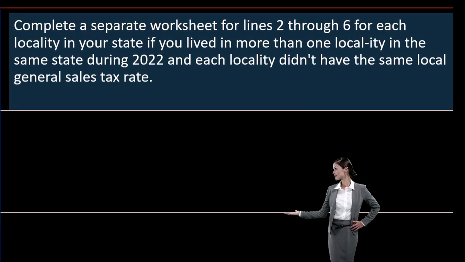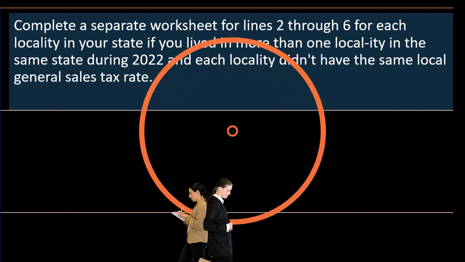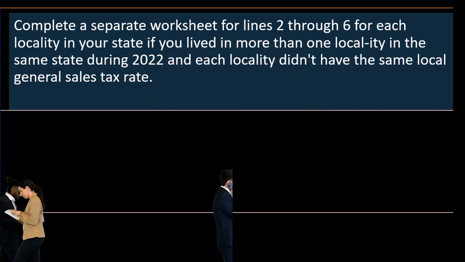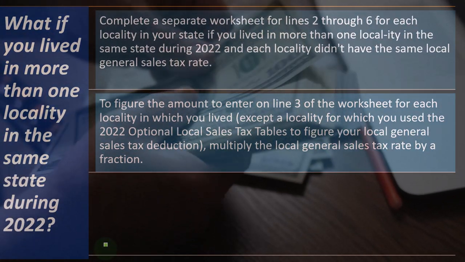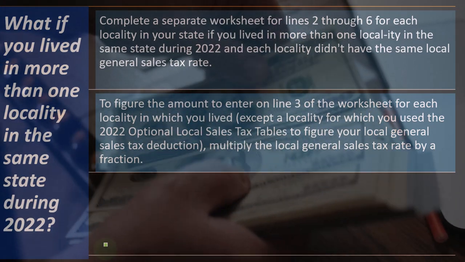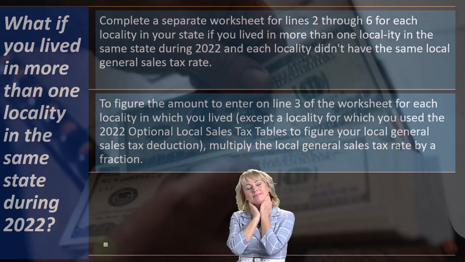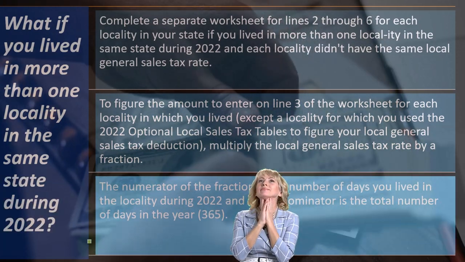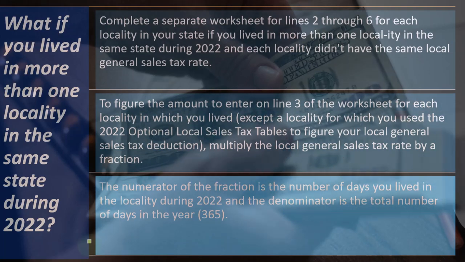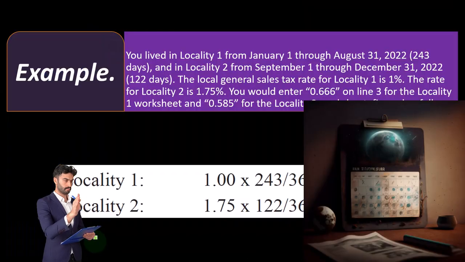So what if you lived in more than one locality in the same state during 2022? Complete a separate worksheet for line 2 through 6 for each locality in your state, if you lived in more than one locality in the same state during 2022 and each locality didn't have the same local general sales tax rate. To figure the amount, enter on line 3 of the worksheet for each locality in which you lived, except a locality for which you used the 2022 optional local sales tax tables to figure your local general sales tax deduction. Multiply the local general sales tax rate by a fraction. The numerator of the fraction is the number of days you lived in the locality during 2022, and the denominator is the total number of days in the year, 365.